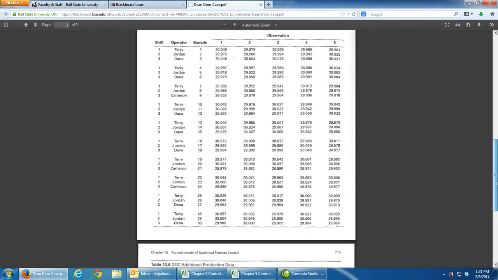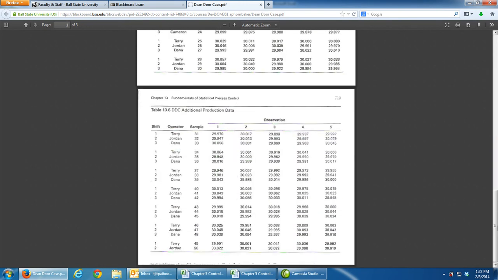In stage 1, they collect 30 records. For each record, there are 5 observations. The record may include information regarding the shift, or when the records were collected, or who was responsible in terms of operator. So stage 1, the data set number 1, includes 30 samples. Record number 2 includes 20 samples.